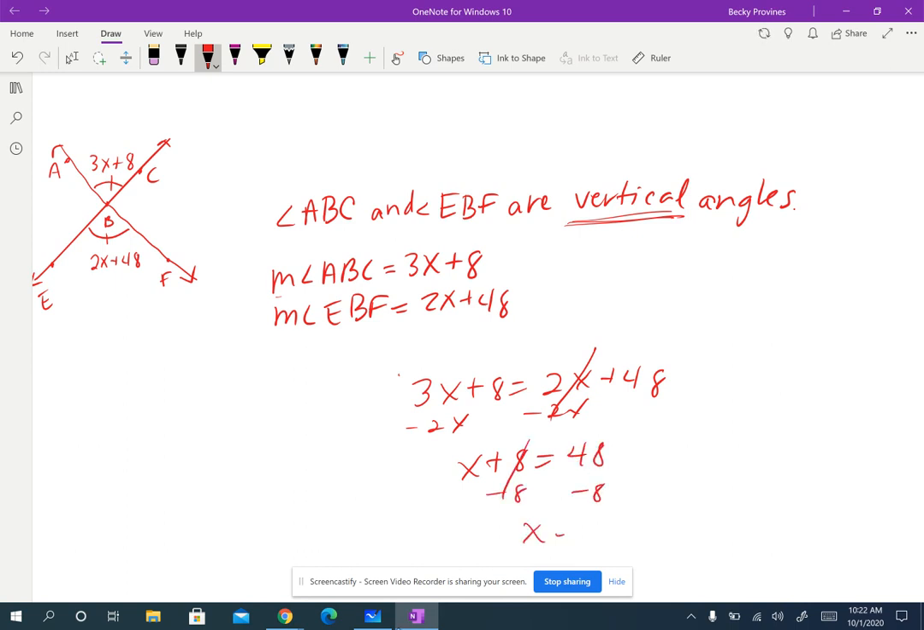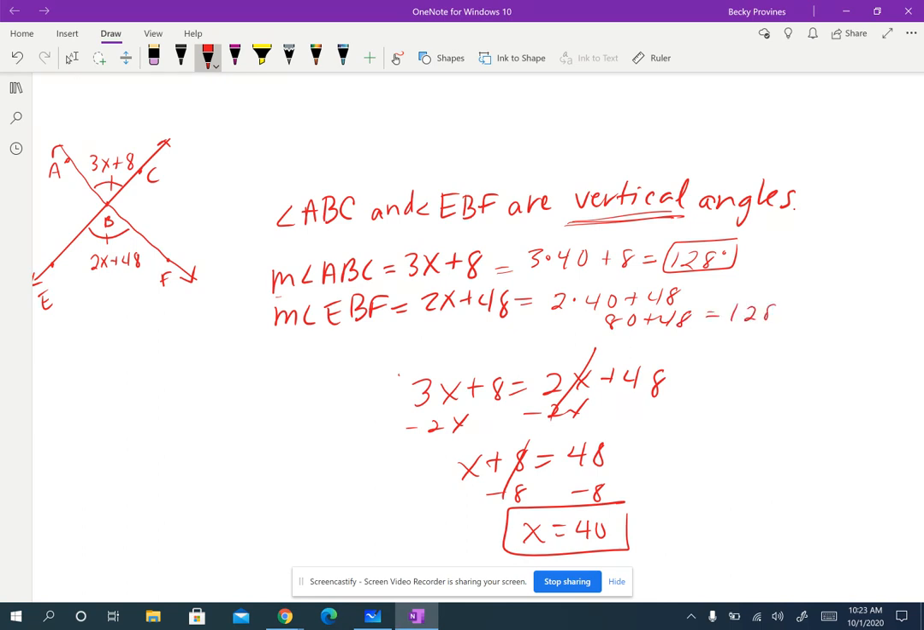And it looks like the answer is going to be 40. Now, I want to find the actual measure of each angle. So if I were to take the 40 and plug it back in, I would do 3 times 40 plus 8. So 3 times 40 is 120 plus 8 is 128. Now, I can predict the next answer is going to be the same thing if I did everything correctly. 2 times 40 plus 48, so 80 plus 48 is 128.